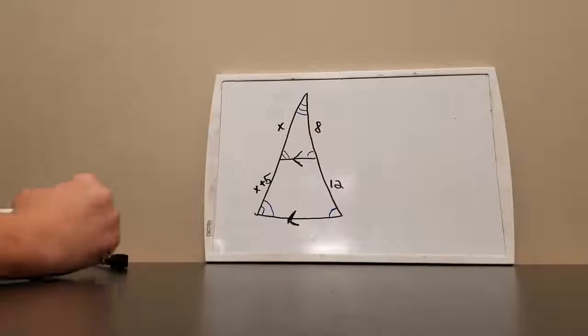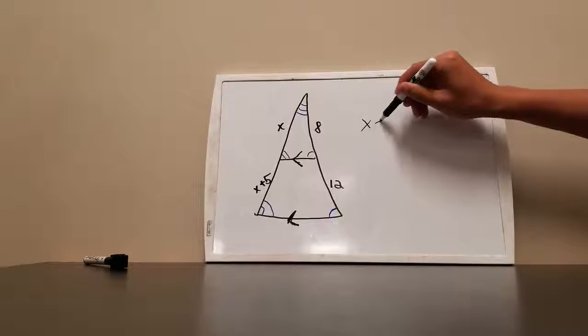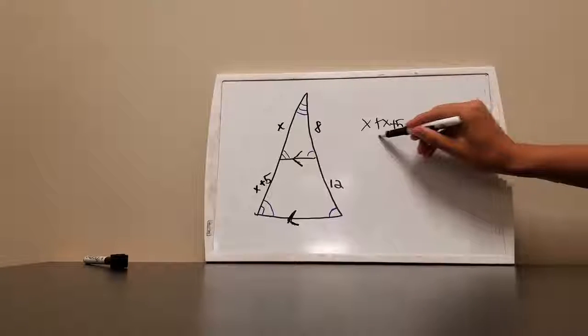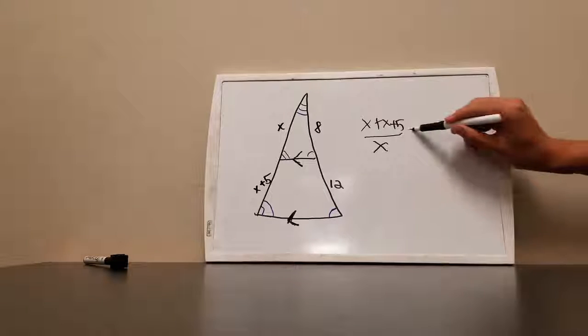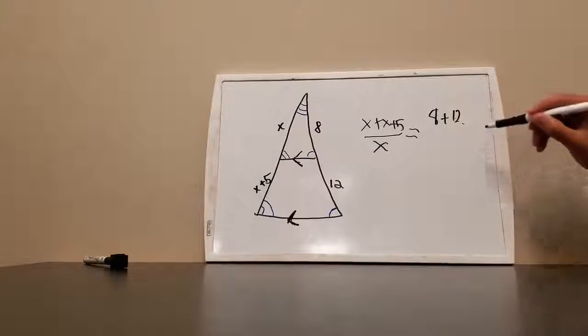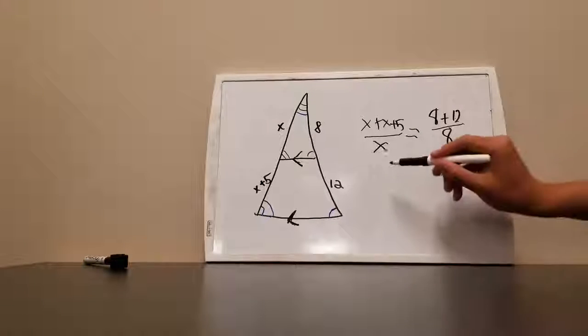Now you have x plus 5 over x. Now take this side and set it equal to the other side, which is 8 plus 12 over 8. Now you have x plus 5 over x, which is equal to 8 plus 12 over 8. When you solve this by cross multiplying, you will get the answer.